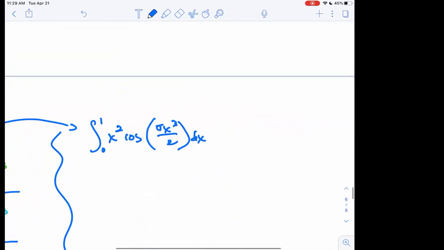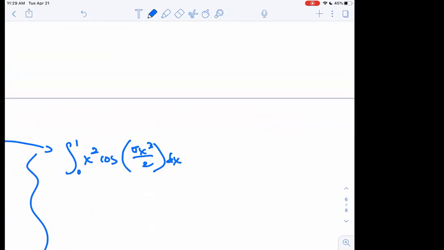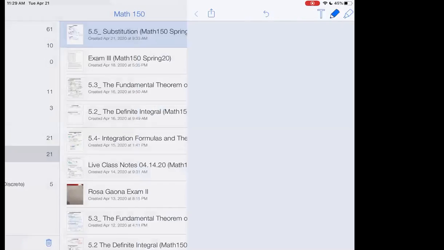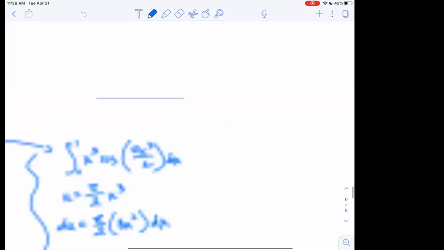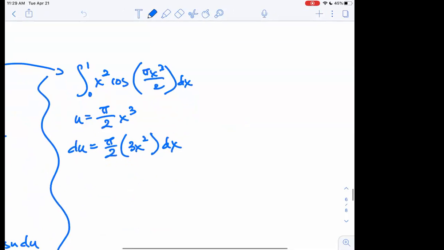Okay. So when we don't change the bounds, we still find the same u. We still find the same du. And we unfreeze. We still are able to have 2 over 3 pi du equals x squared dx. Okay, so we're still matching a lot of things here.